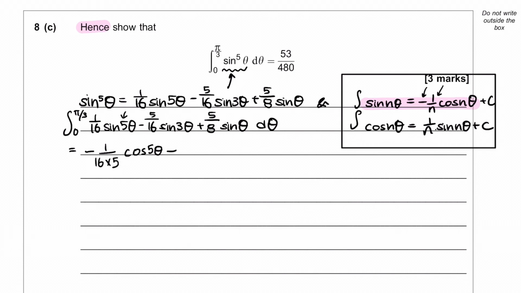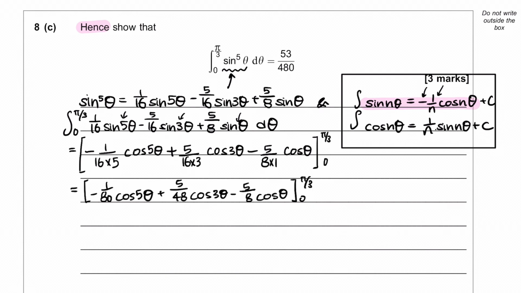You repeat that. Again, minus comes out, so it becomes positive here. 5 over 16, but we have 3 here, so multiply 3 here. And then that becomes cosine 3 theta. Repeat, revert the sign, 5 over 8. You have 1 here, so it just multiplies 1. And then that becomes cosine theta. And we have a limit, so we're going to put a square bracket with pi over 3 and 0.